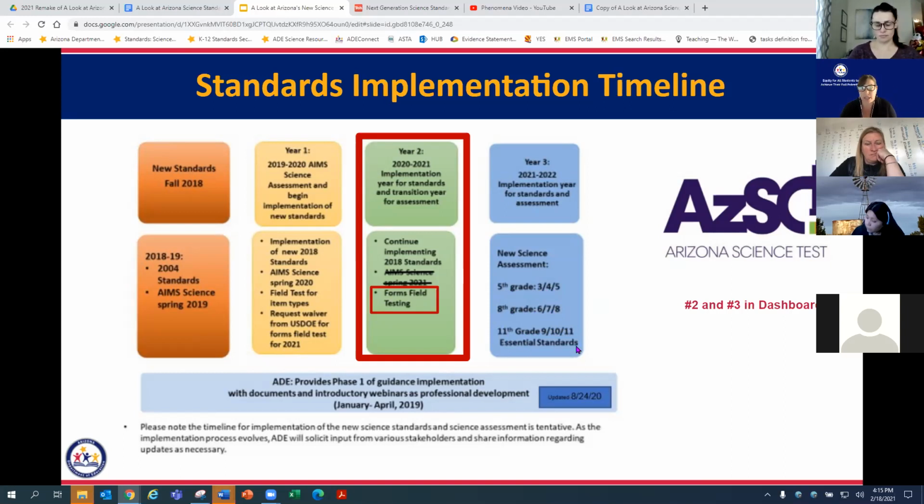And if you're like, I don't know what that means, don't worry. We're going to talk about it later. But it's really the essential ones. There's 28 of them. And we'll walk through why they are called essential, and what's different about them, a little bit later.